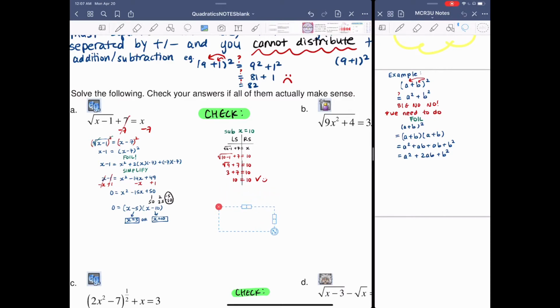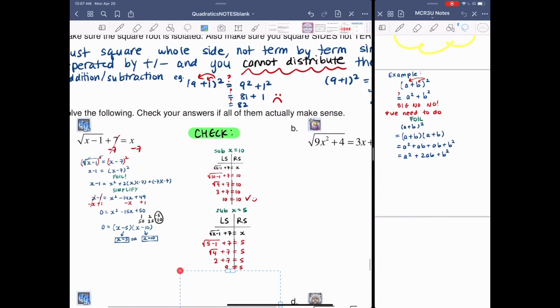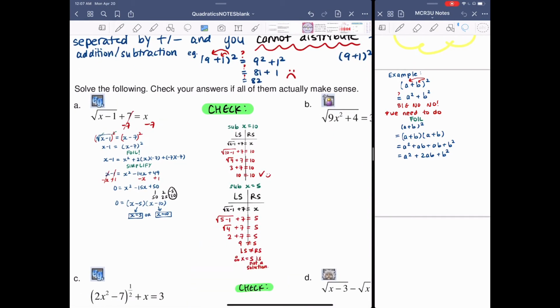I'm going to do the same kind of check for x equals 5. So same process, sub x equals 5, and the left side, right side check. I'm going to write down the equation once, sub it in, and I get, well, square root of 5 minus 1. That part should simplify to a square root of 4. So square root of 4 plus 7 equals 5, which is 2 plus 7 equals 5, and 9 is never going to equal 5. And therefore, I would conclude left side doesn't equal right side, and so I'm going to write, since left side doesn't equal right side, therefore x equals 5 is not a solution.